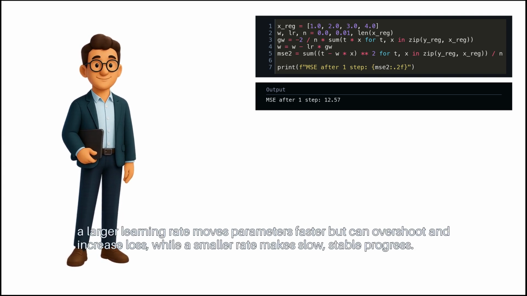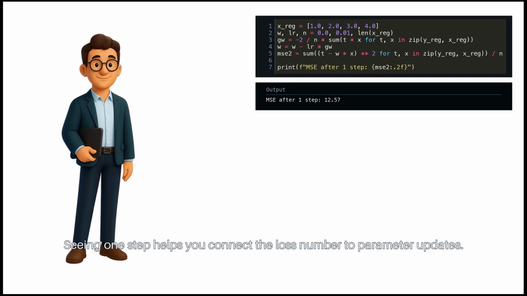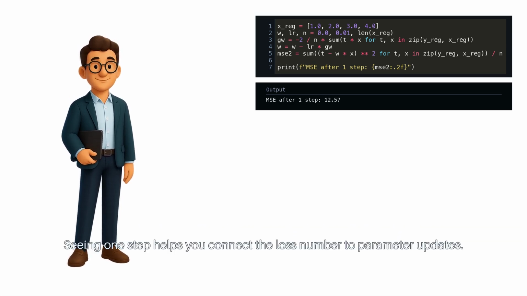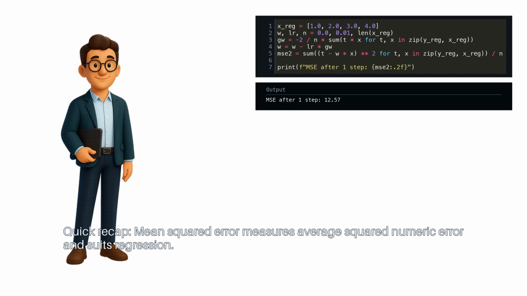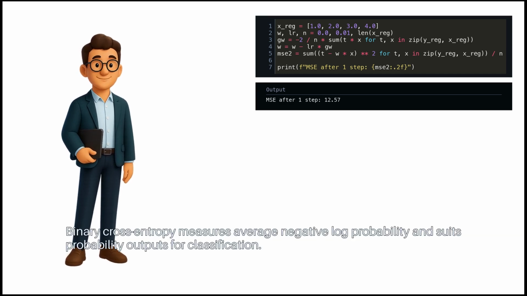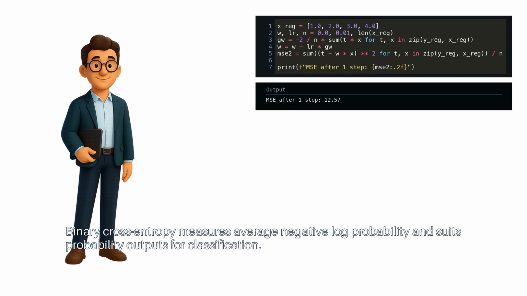A larger learning rate moves parameters faster but can overshoot and increase loss, while a smaller rate makes slow, stable progress. Seeing one step helps you connect the loss number to parameter updates. Quick recap. Mean squared error measures average squared numeric error and suits regression. Binary cross-entropy measures average negative log probability and suits probability outputs for classification.